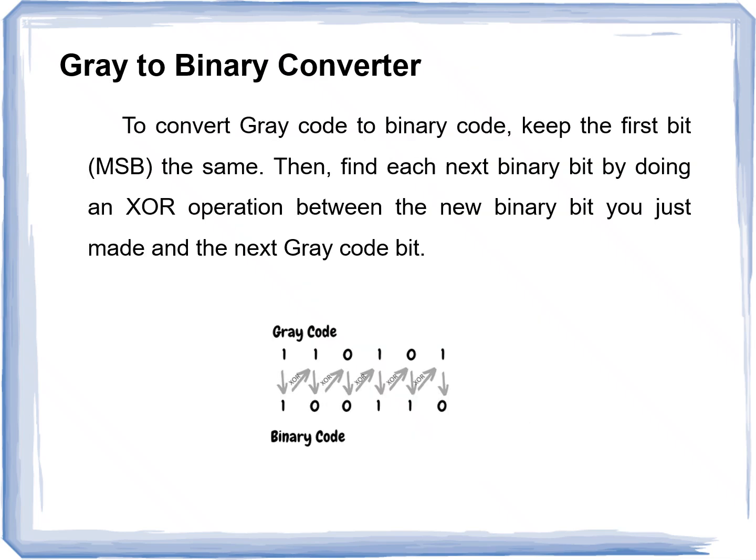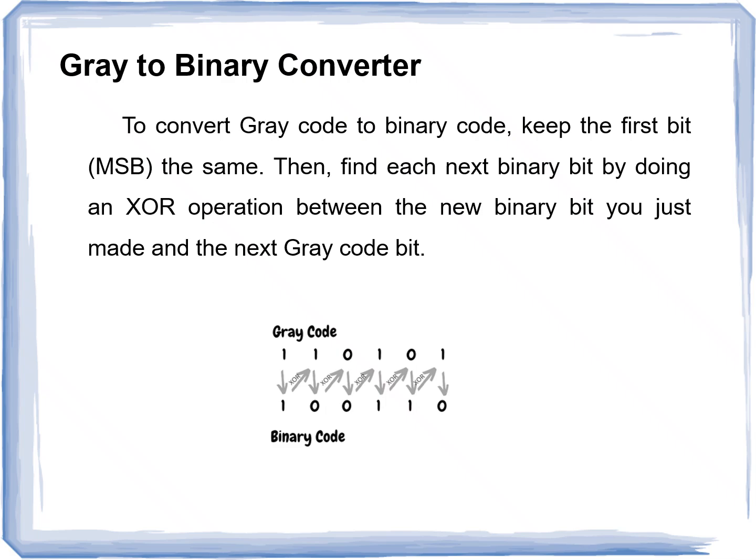Next, we are going to see the gray to binary converter. To convert the gray code to binary code, we follow a procedure like the previous one, but with a small change. We keep the MSB the same. Then we perform the XOR between the newly formed binary bit and the neighboring gray bit. So we keep the 1 as such. Then we perform the XOR operation, 1 with this 1. What is the value of the XOR function? 1 with 1 we get 0.